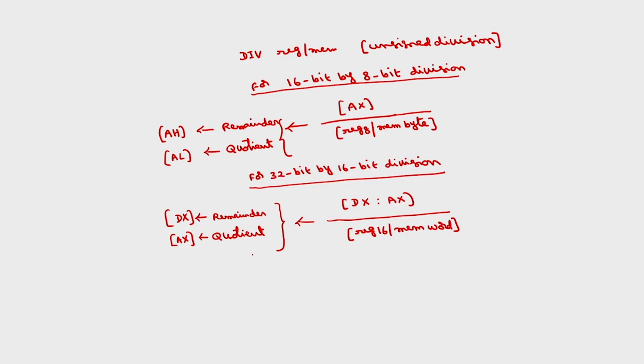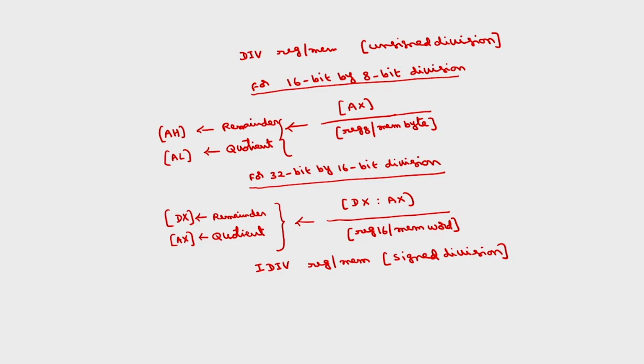Similarly, for signed division, we have IDIV. We have to specify register/memory. This is called signed division. The operation is exactly the same, except that here all the data has to be represented in signed 2's complement representation. I have given one example for the multiplication, so here I will not give any examples. In a similar manner you can perform this division also. This is about the division, unsigned division and signed division.